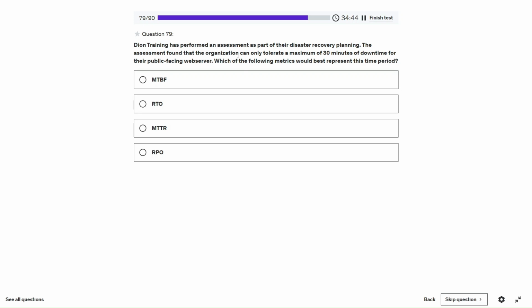DION Training has performed an assessment as a part of disaster recovery planning. The assessment found that the organization can only tolerate a maximum of 30 minutes of downtime from their public facing web server. Which of the following metrics would represent this time period? Only RTO, the recovery time objective, because that is the objective in the plan where we write how much time we can be offline.